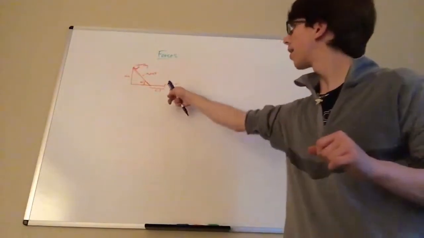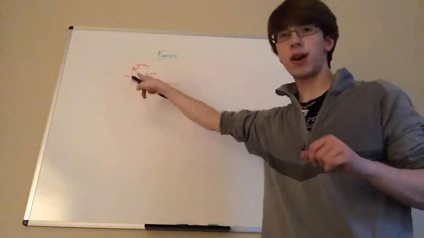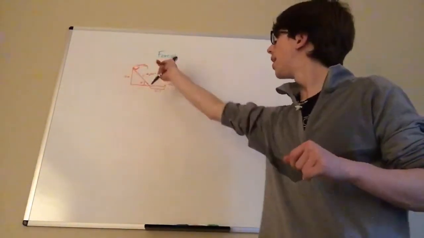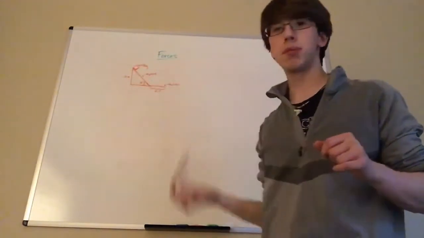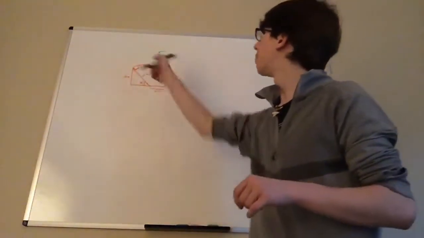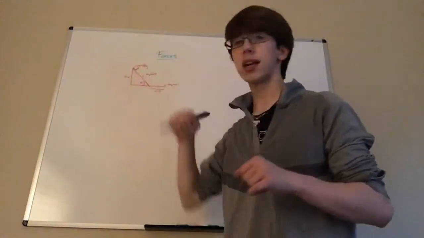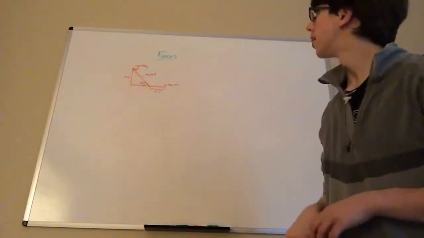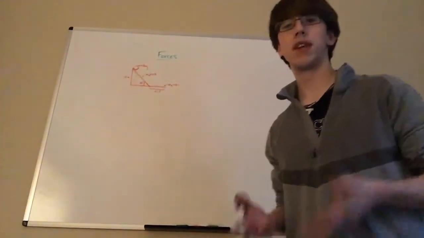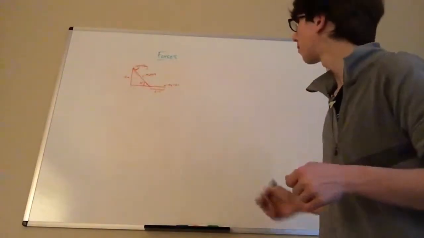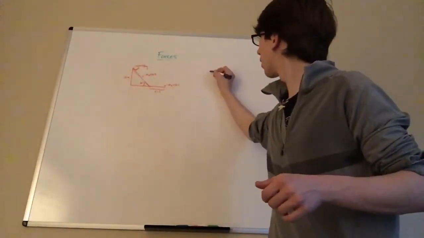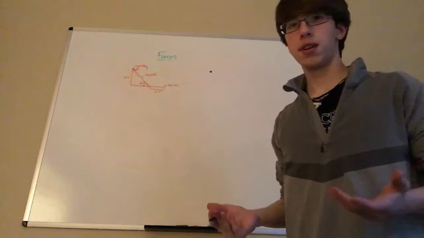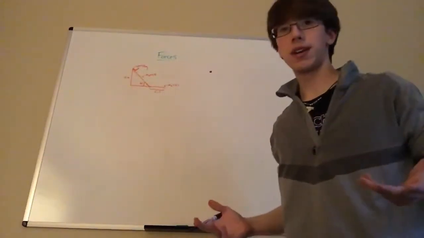We know that the coefficient of kinetic friction of the part after the ramp is 0.1. The coefficient of kinetic friction of the ramp is 0.5. And the mass of the box is 3 kilograms. So our first step is to find the acceleration of the box down the ramp, since it is, in fact, accelerating.